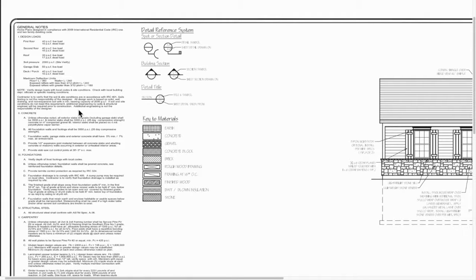Notes. A lot of times you'll see contractor is to do something. So typically the architect is going to put a lot of responsibility on the contractor to, in this case, make sure that the soil and site conditions are in accordance with IRC 401. IRC is going to be our International Residential Code. Soils testing is not the responsibility of the designer. So you, Mr. or Ms. Contractor, might have to do some soil testing to make sure that the soil is what the architect thought it was, whether it'll actually support the building we're talking about.